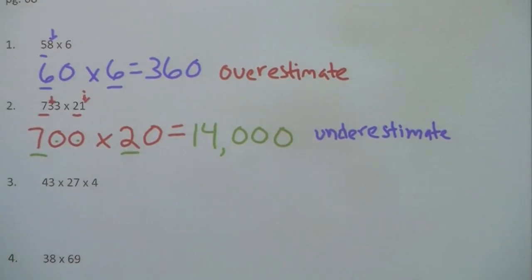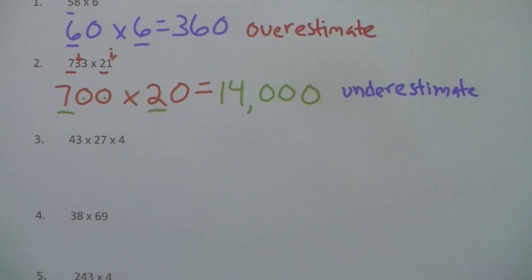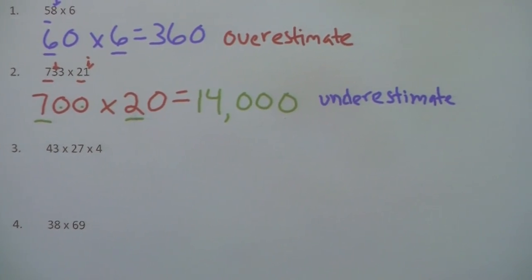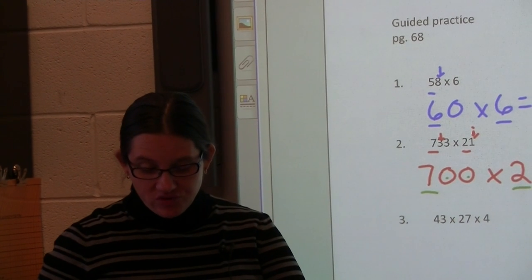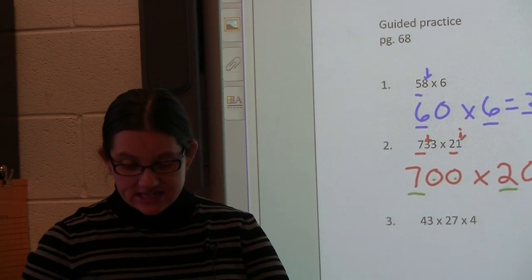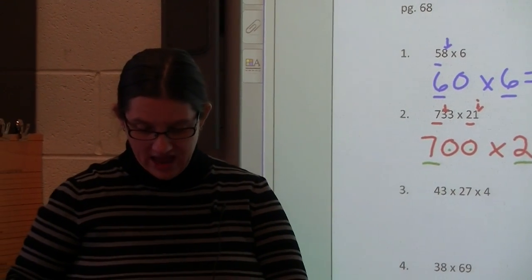All right, good job. All right, let's go back into your textbook and read with me as I read to you what it asks us to do in number 3 and 4. It says in 3 and 4, estimate by using compatible numbers. Tell if your estimate is an overestimate or an underestimate.